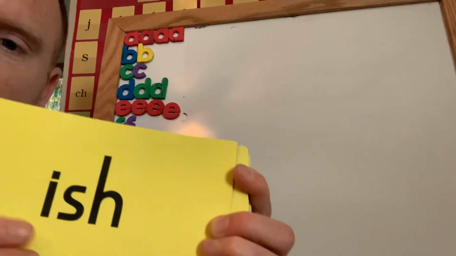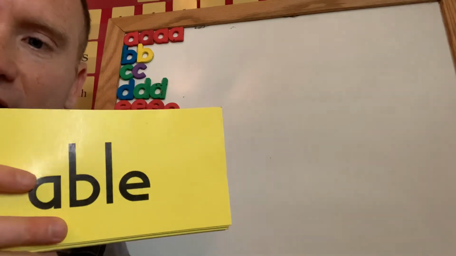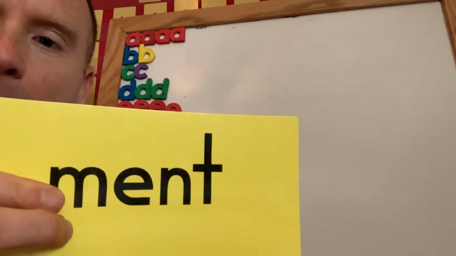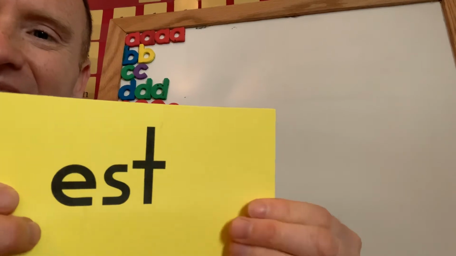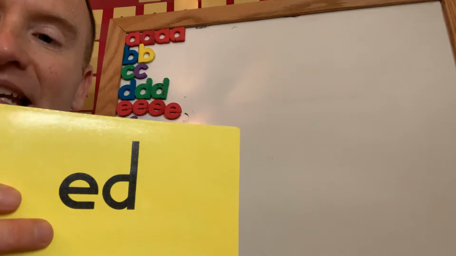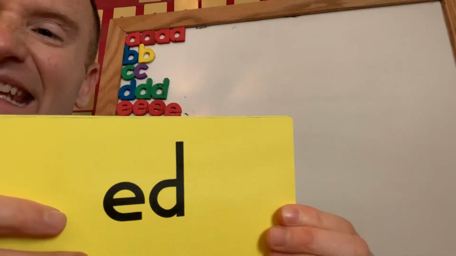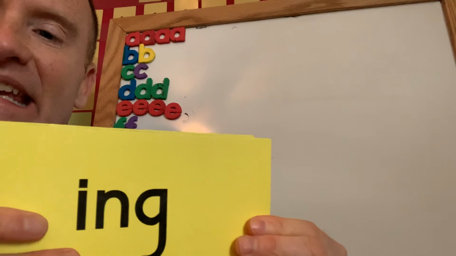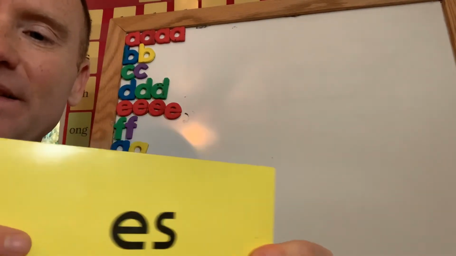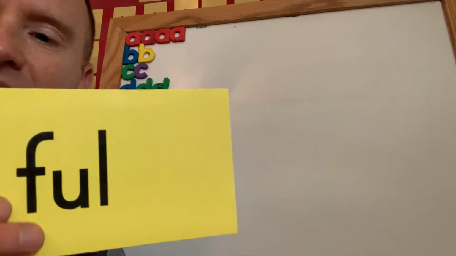Okay, just a quick review of suffixes. See if you can read them quickly with me. Ish, able, less, ness, meant, ist, s, z, d, t, id, ing, is, in, full. Good. Okay. All right, get ready to pause it and you try, okay?